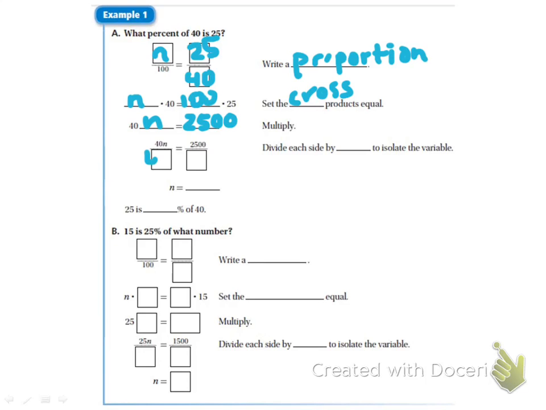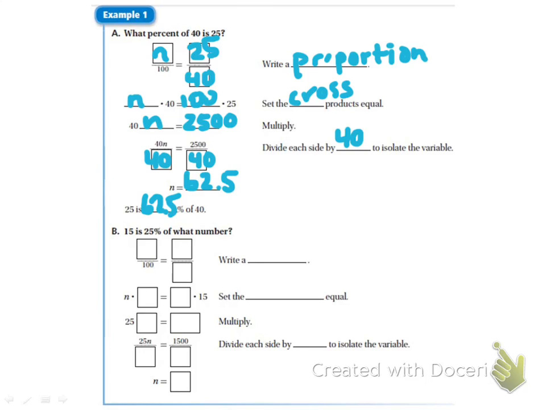We're going to divide both sides by 40 to isolate the variable, and we find that our answer, 2,500 divided by 40, is 62.5. So 25 is 62.5% of 40.